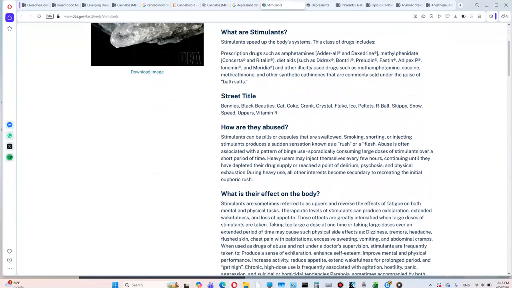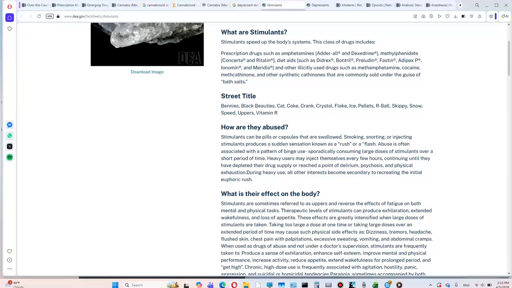Street names: Bennies, Black Beauties, Cat, Coke, Crank, Crystal, Flake, Ice, Pellets, R-Ball, Skippy, Snow, Speed, Uppers, Vitamin R. How are they abused? Stimulants can be pills or capsules that are swallowed. Smoking, snorting, or injecting stimulants produces a sudden sensation known as a "rush" or a "flash."